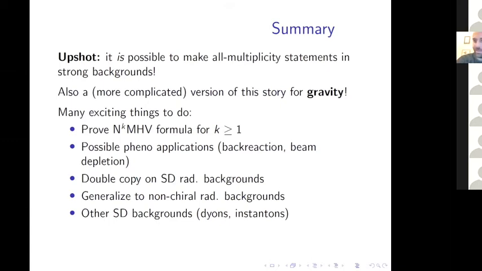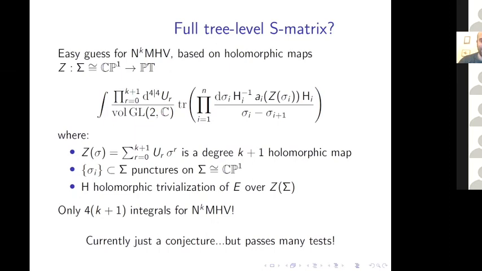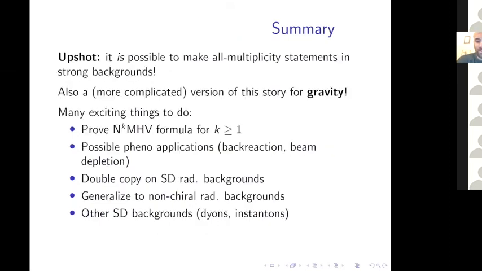One obvious one is to try and prove that n to the k MHV conjecture I showed you on the previous slide. You might worry that this is a bit of an esoteric playground because these backgrounds are complex, and surely we should be interested in real backgrounds for actual pheno applications. But it turns out that chiral backgrounds provide a model for certain back reaction phenomena in strong field QED and QCD, things that are sometimes called beam depletion.